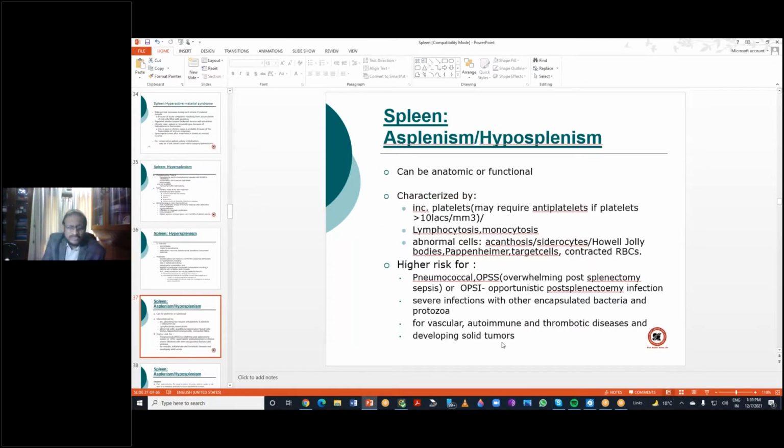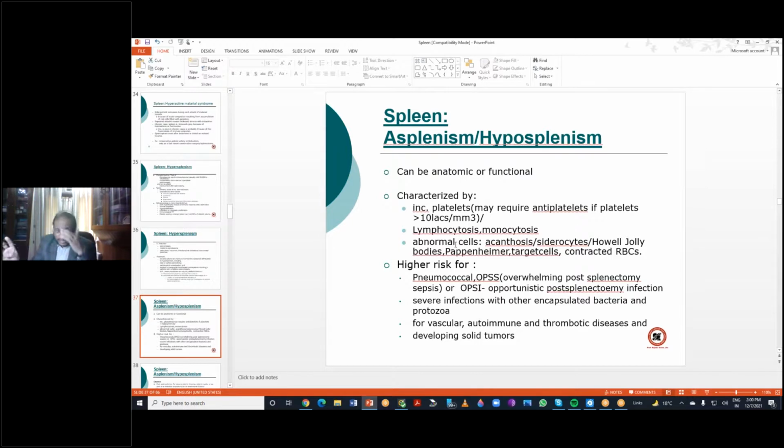Coming to the opposite end of the spectrum, and that is asplenism or hyposplenism. This could be anatomic or functional. Asplenism, anatomic, easily explainable, there is no spleen. Or hyposplenism, a very, very small spleen, or a number of small spleens. Now, characterized by number 1, increased platelets. This is opposite to what we just had. There was thrombocytopenia. Here you've got an increased number of platelets.